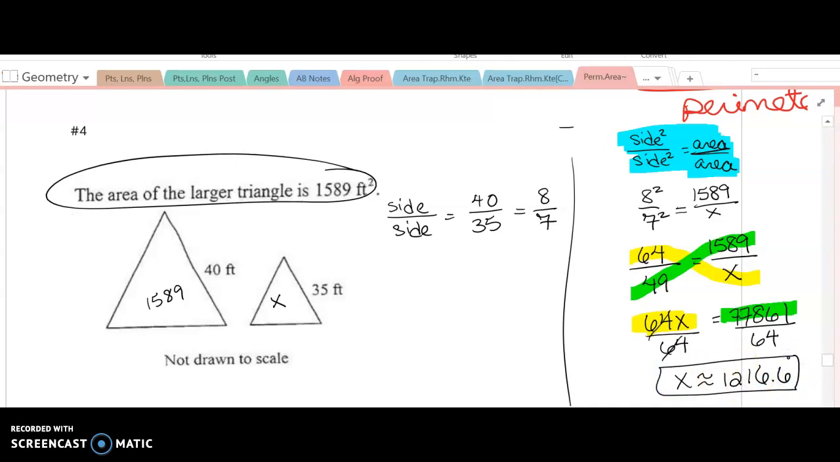So let me just say that 90% of the people that missed this problem knew to set up the proportion with the 8 and the 7, they just didn't square the 8 and the 7. And so that should be it.